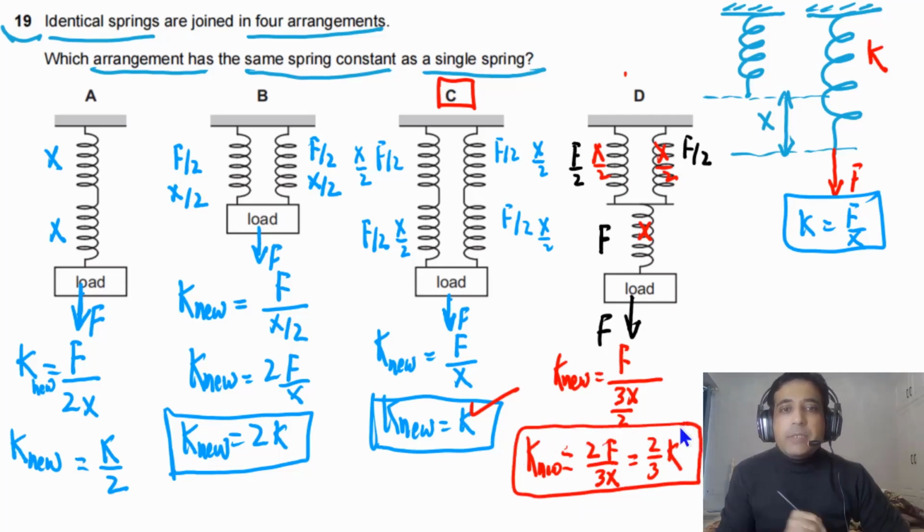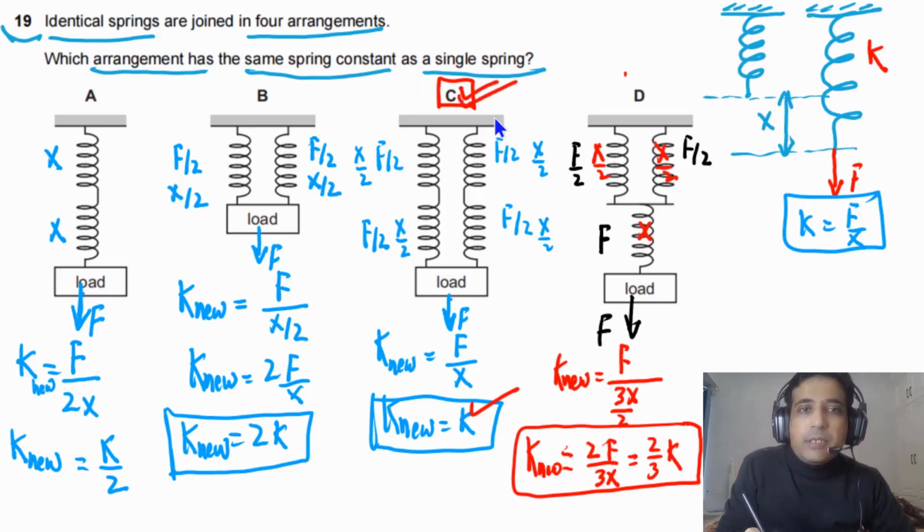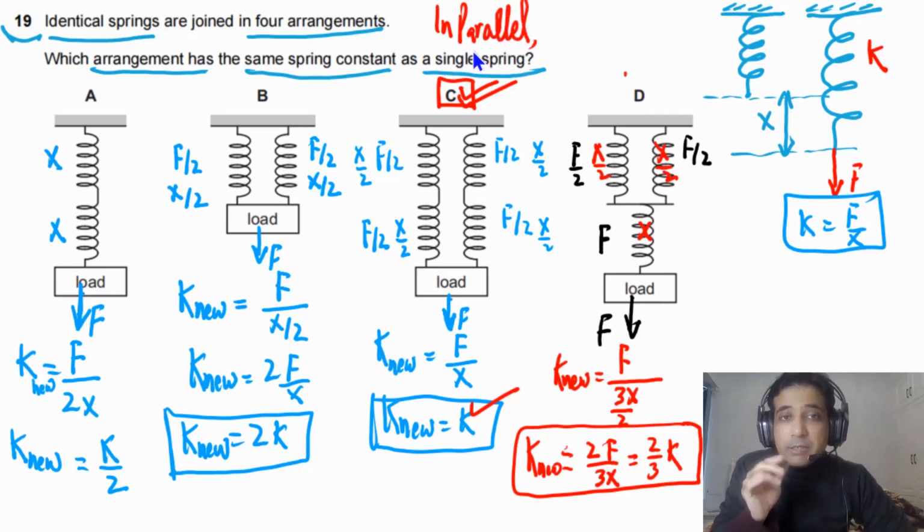You can also understand when the springs are connected in parallel. So this is another way to answer this problem. You can simply use the formula if you're not clear with the concept. When springs are connected in parallel, they are like resistors connected in series, meaning K effective in this case will be equal to K1 plus K2.